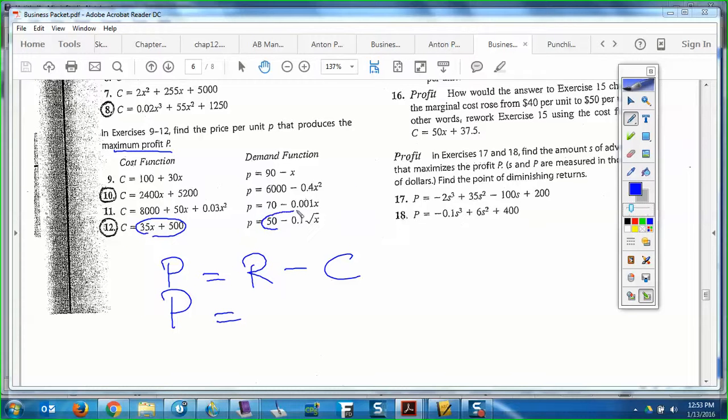So they give you the demand function, which is your price, right? So how do you get revenue? X times price. Number of units times the price per unit. Well, that's what the demand function is, the price per unit, little p. So we need to take X times 50 minus 0.1 square root of X. That's our revenue. Number of units times price per unit, and then minus the cost, which you were given to be that.